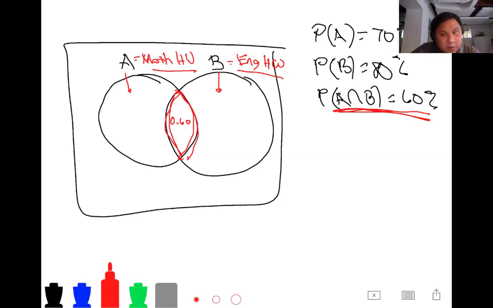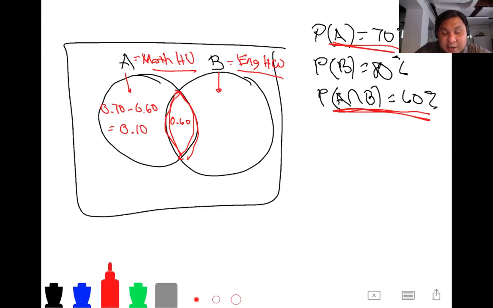The probability of doing math is 70%. The probability of him doing English and math is 60%. So the probability of him doing only math is 70% minus 60%, because out of the 70%, 60% is him doing the math along with the English. So if you only want to focus on the math part, there is a 10% chance that he does only his math homework.